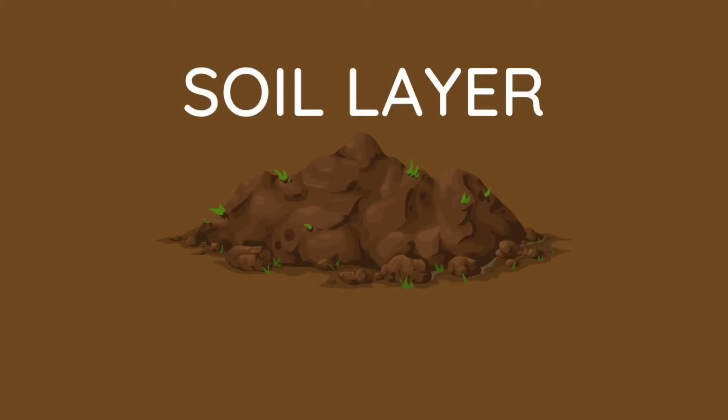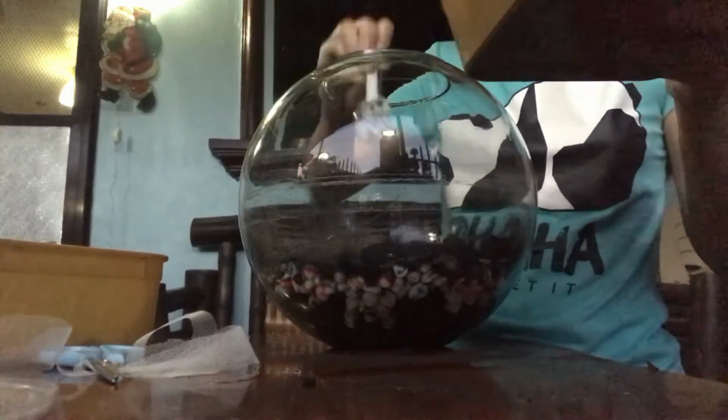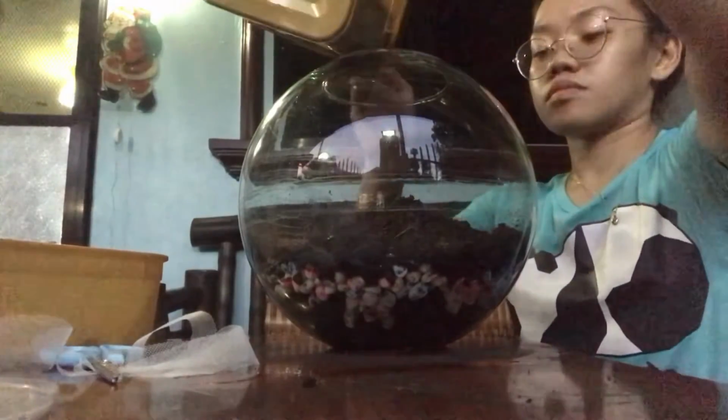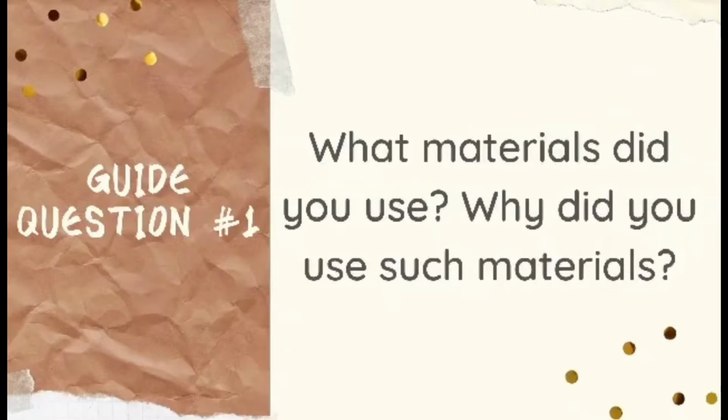Next is the soil layer, the life of the plants. Soil is rich in organic matter that is fit for nurturing the growth of plants. What materials did you use? Why did you use such materials?